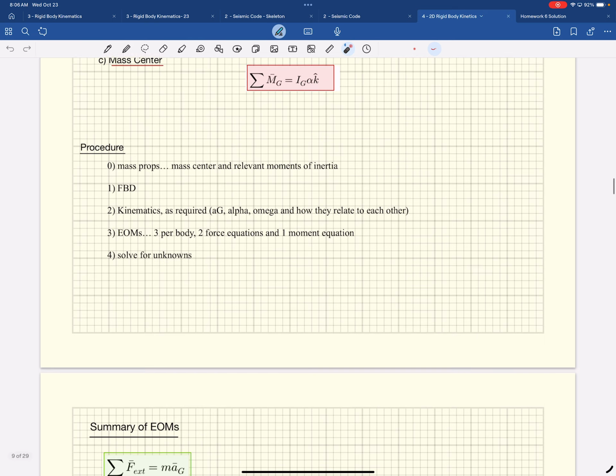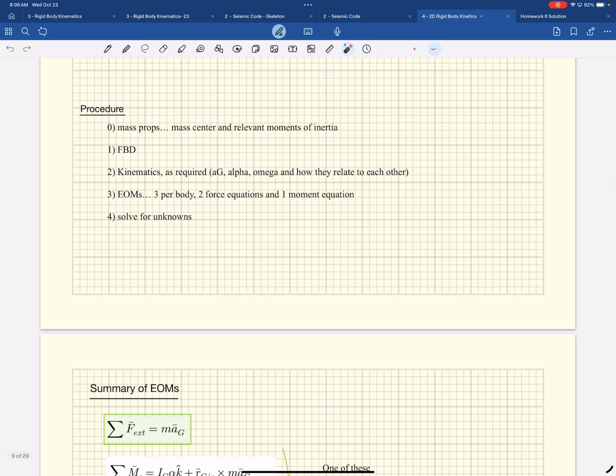These types of problems you solve just like all the other problems, just like we did for particles, with one added step: we have to do mass properties. Then we draw a free body diagram. We do kinematics as required. Kinematics is what you just did in your previous homework.